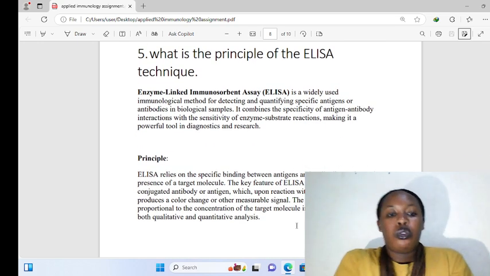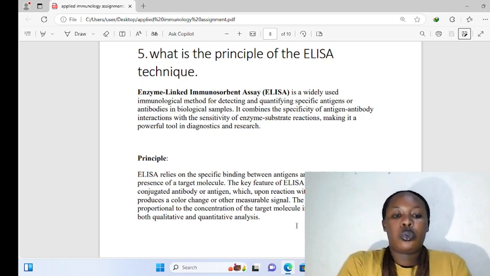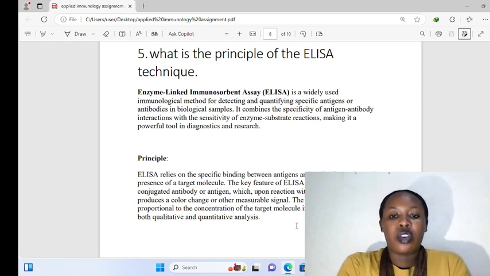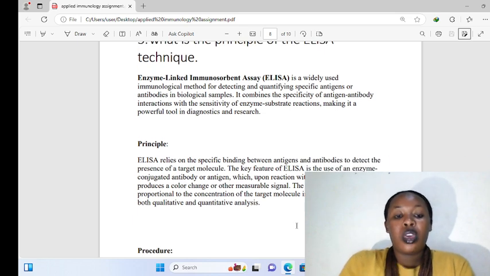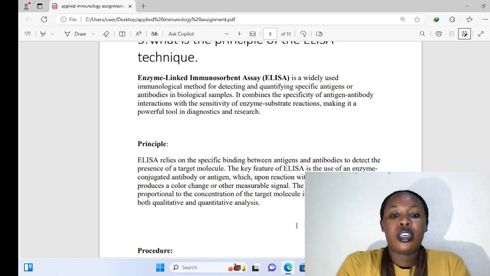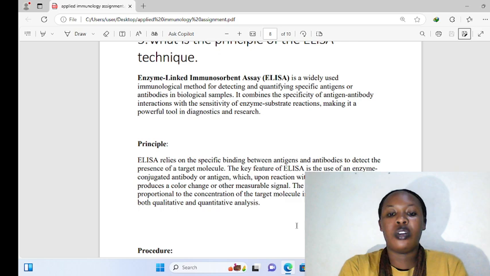Let me go to the fifth question, which is the last one. It is asking about the principle of the ELISA technique. First of all, we have to understand what the ELISA technique is. ELISA in full is enzyme-linked immunosorbent assay, which is an immunological method for detecting and quantifying specific antigen or antibody in biological samples.